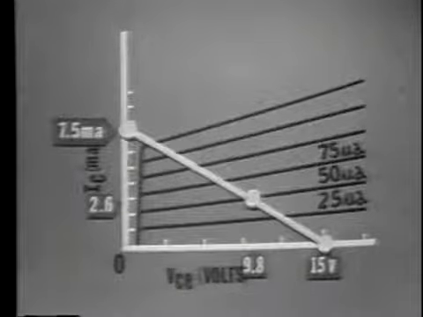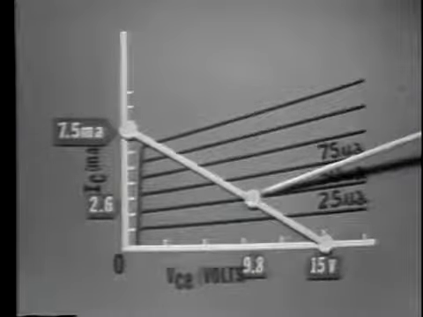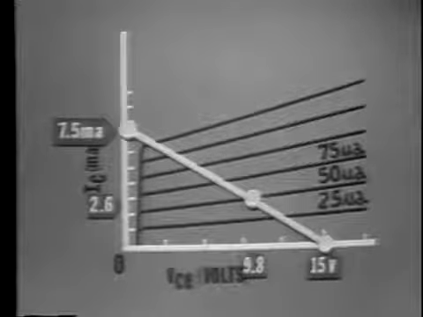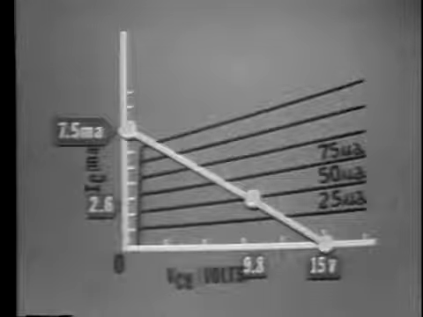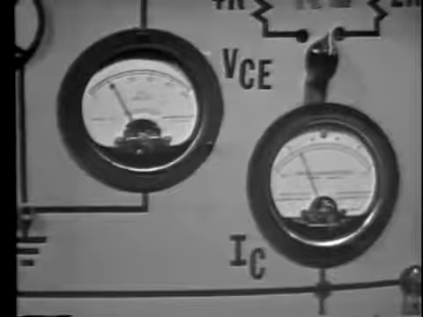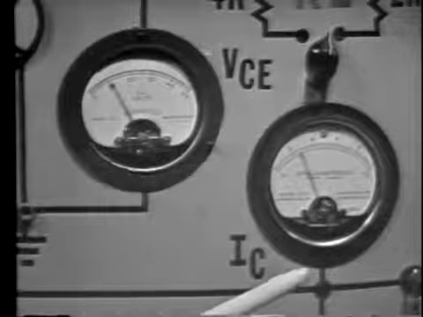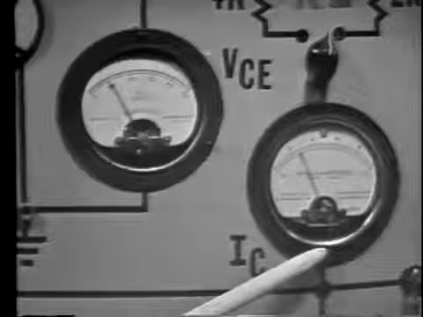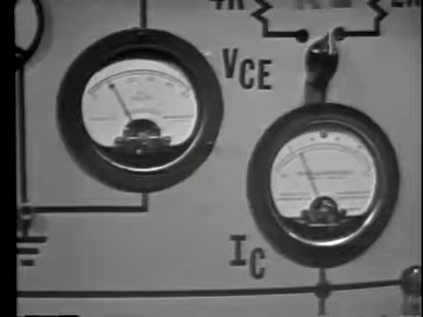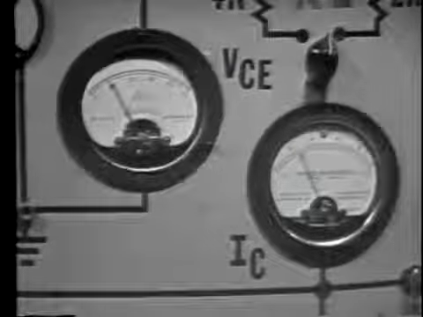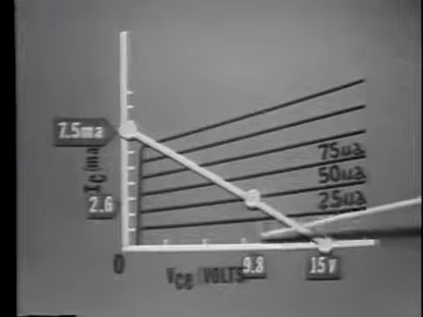On this graph, 50 microamps intersects the load line here. This is the operating point for this circuit. With a base current of 50 microamps, the collector to emitter voltmeter reads 9.8 volts, and the collector current meter reads 2.6 milliamps. This is the current and voltage relationship of the transistor at the operating point. The actual circuit agrees with the curved values.